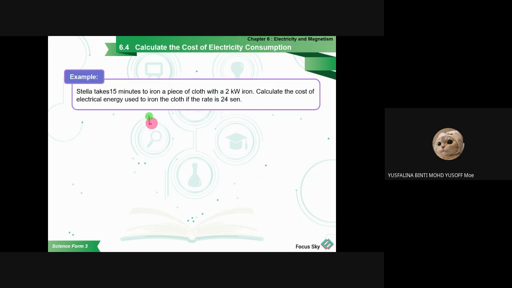So we use E equals PT, right? Here is the power, and it's already in kilowatts, so it's okay, we just use that one. So 2. And the time, just now I said, must be in hours. So 50 minutes you have to change to hours, meaning you have to divide by 60. So try to calculate for me: 2 times 50 over 60. What is the answer?